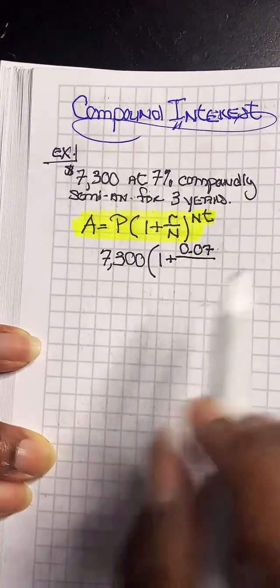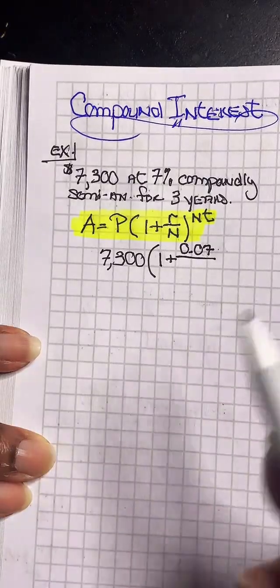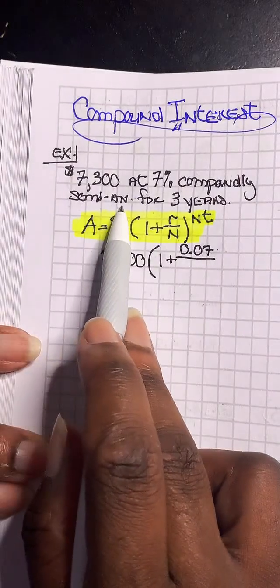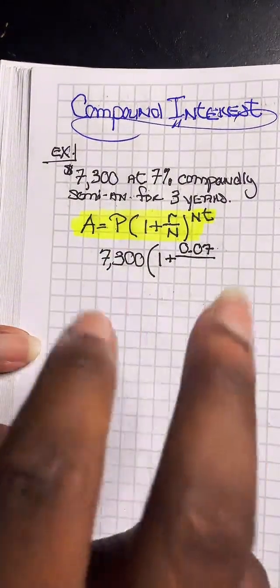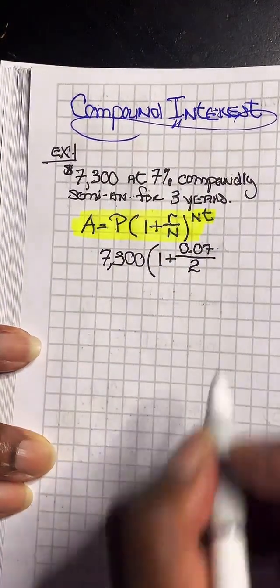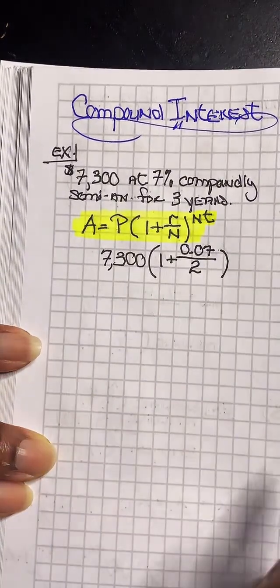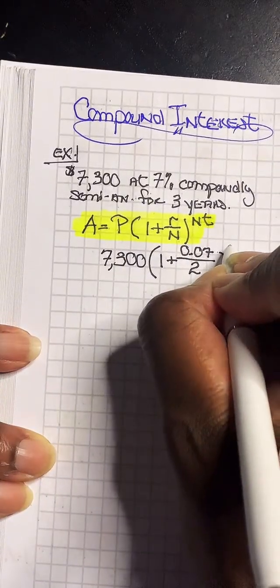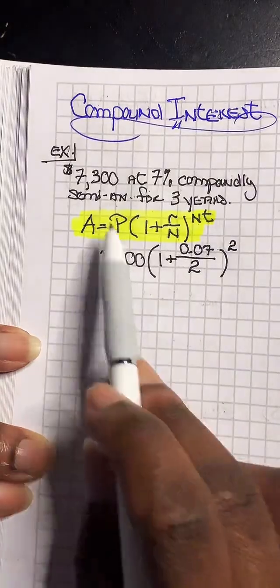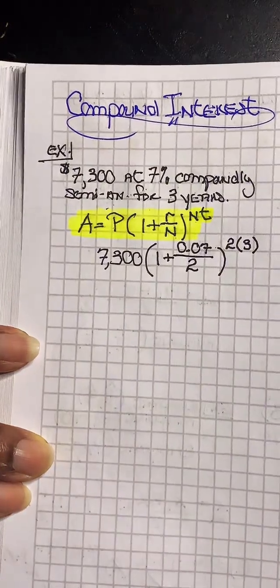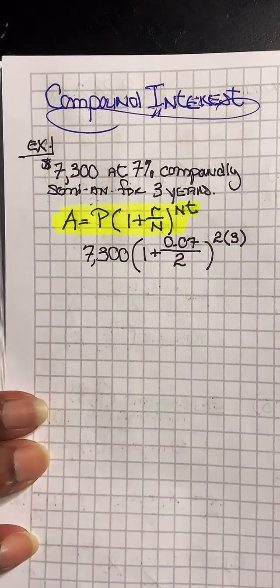Over our n. So how many times a year is this being compounded? It's saying semi-annual. Semi means it's happening 2 times a year. So we're putting a 2 for our n. So the same 2 goes up here as an exponent. And they want to know for how many years. It's going to be for 3 years.